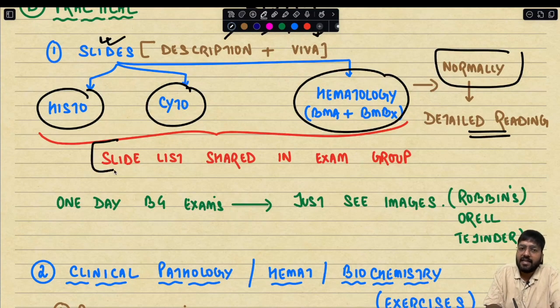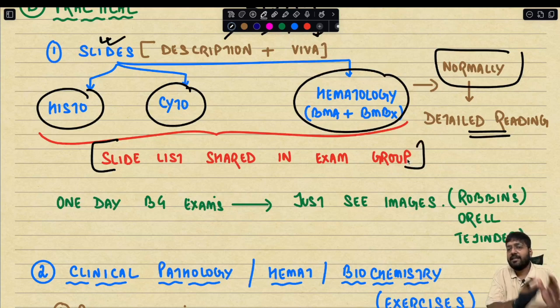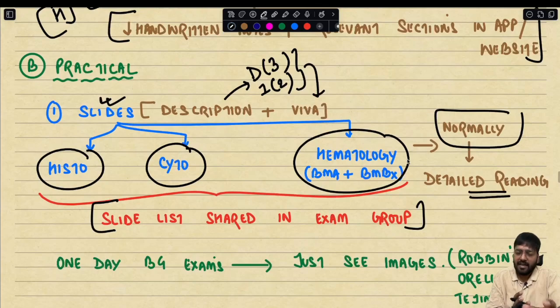The slide list has already been shared in the exam group. In the third year group, we have already shared this slide list. Okay, we will share it again. Not important means it is not a big thing for me. I will share it again.